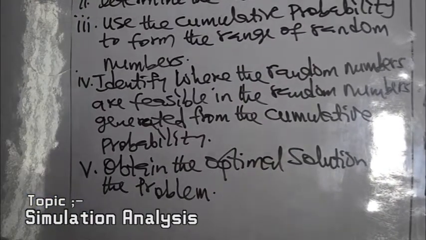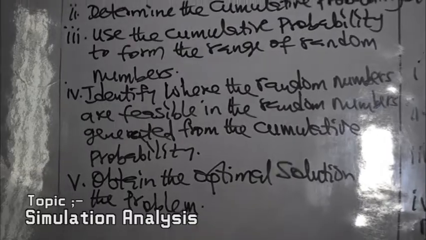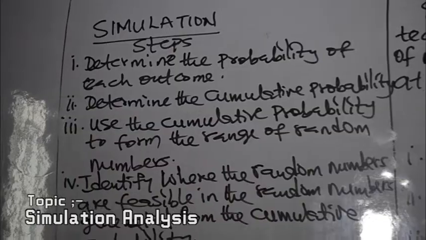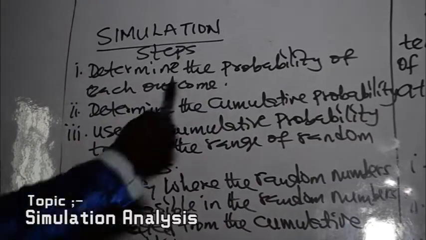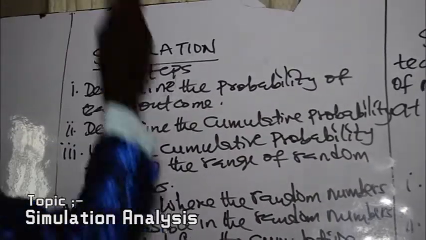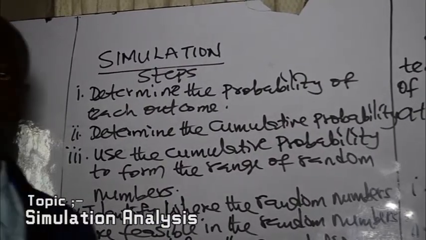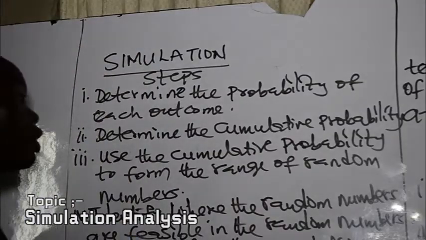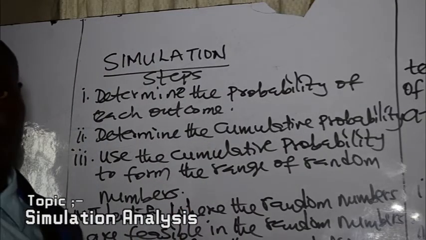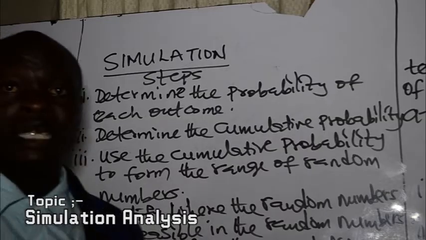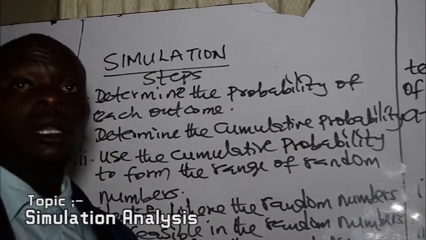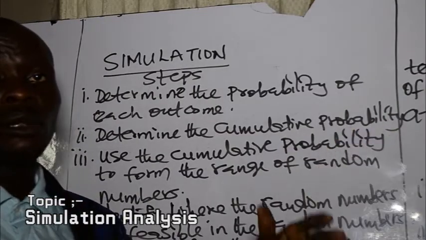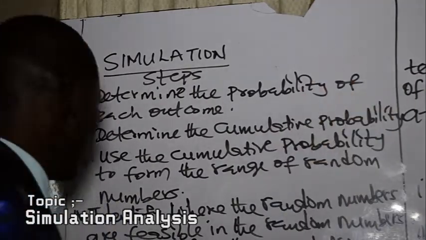These are the steps you need to take whenever you want to solve any problem involving simulation. Step 1 is to determine the probability of each outcome, and that may be given in the question. Step 2 is to determine the cumulative probability, which is determined by adding each successive probability to the preceding total probability.